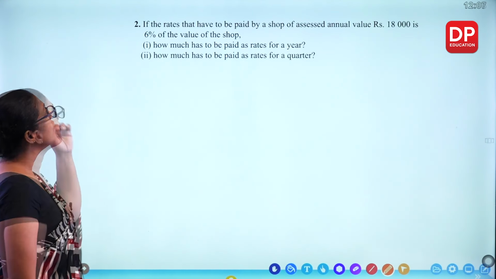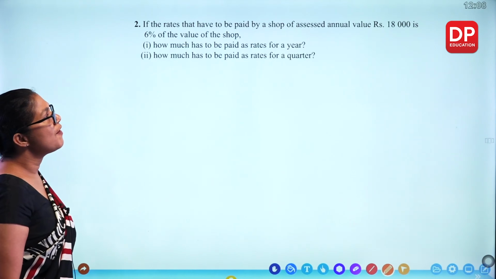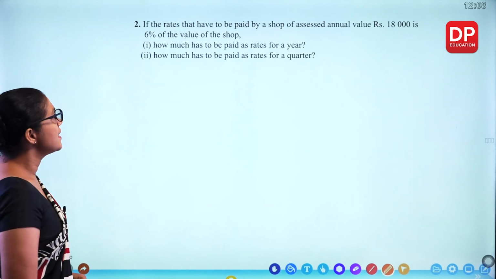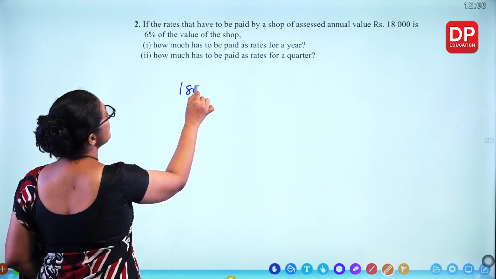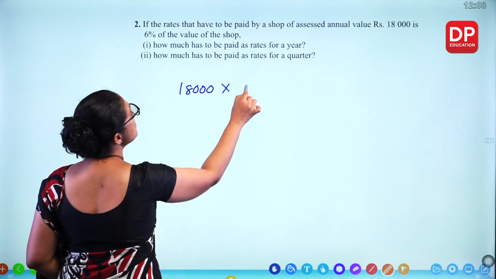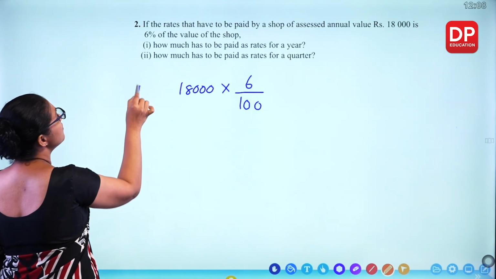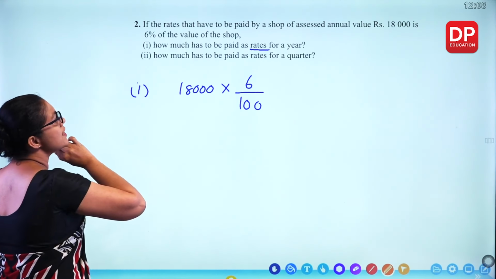Question number 2. If the rates that have to be paid by a shop of assessed annual value 18,000 is 6% of the value of the shop, how much has to be paid as rates for a year? So what's the value? 18,000 and taking 6% from that. So 6% of the value is the rates that you have to pay for the year.